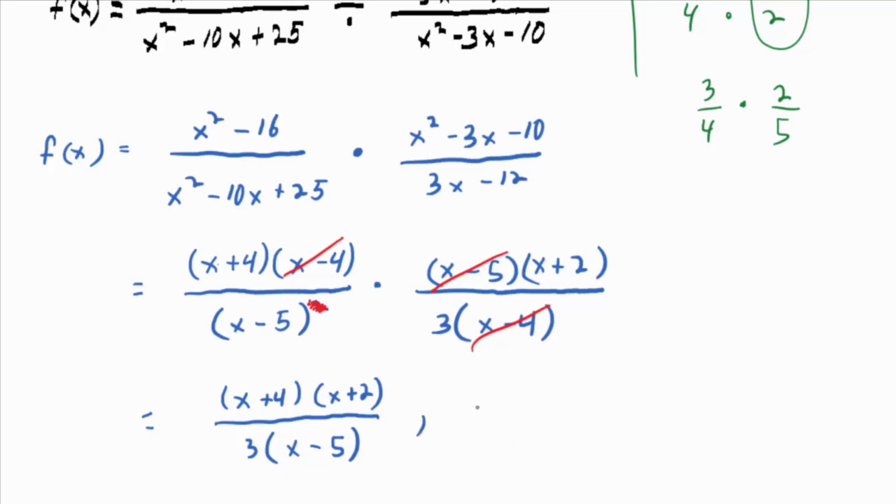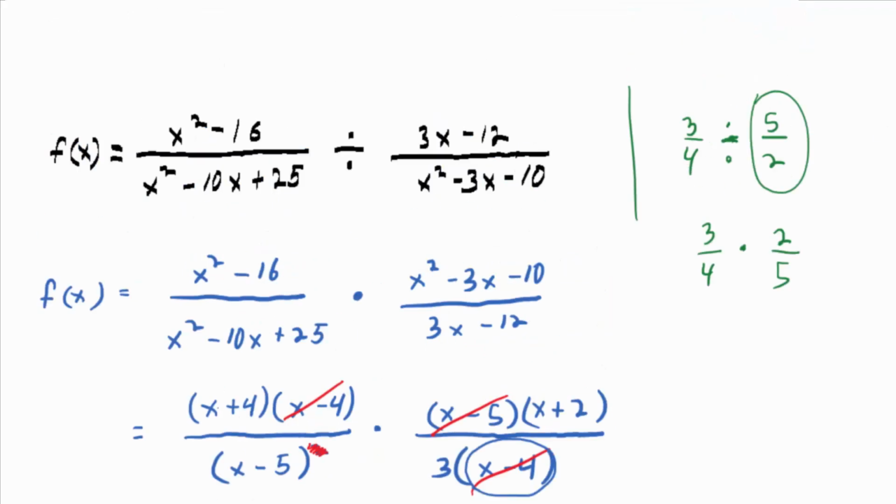Well, certainly x can't equal 5. But what else? Yeah, this guy that you crossed out was x minus 4, so x can't equal 4. But wait, there's more. Yeah, well, it's division, right? So this guy we flipped, right? But it has to be defined in the first place.